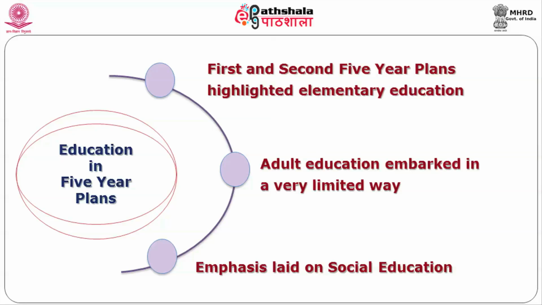In the first 5-year plan, the emphasis was given on elementary education. As a result, elementary education received a lot of funding, and this was because it was felt that if elementary education is strengthened, the need for adult literacy will not remain in the long run. However, in spite of this, some funding did come for adult literacy, and the social education program was funded in the first 5-year plan.